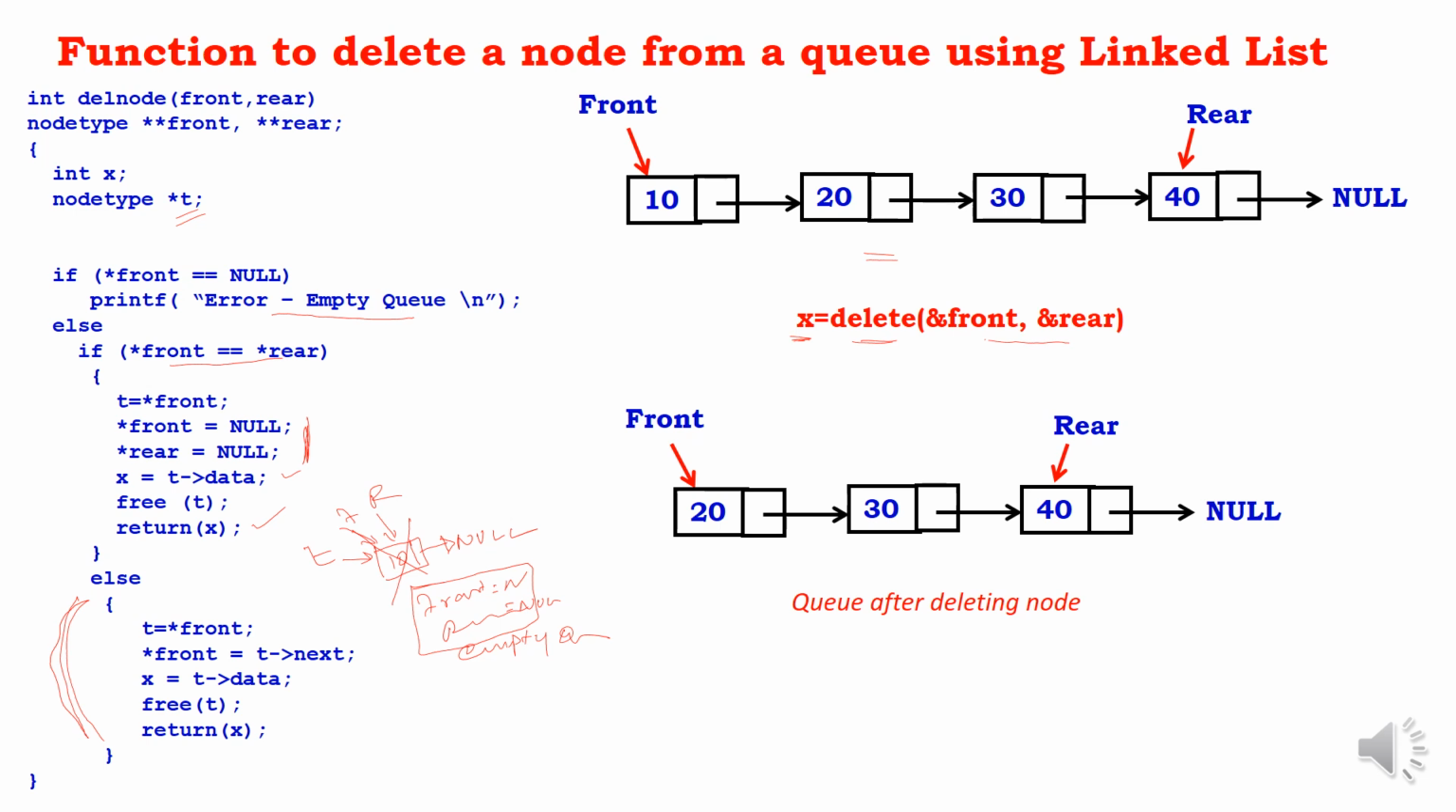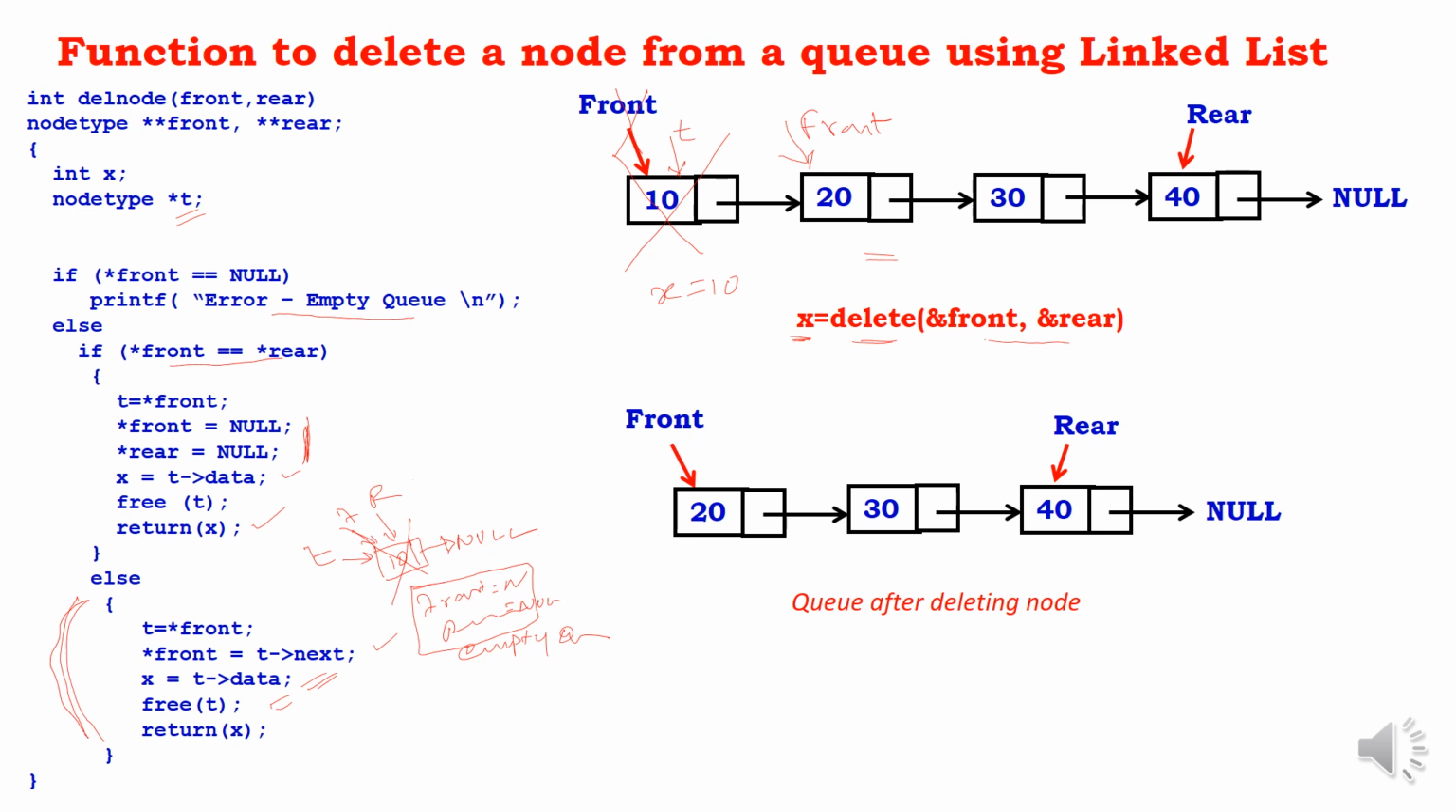T is equal to front. So T is a pointer pointing to the front node. Then front is moved to T next. Front is T next; front moves from here to the next node. This becomes the front node. Then I am going to delete the node with information 10, that is T. Before deleting this, the value of T will be assigned to X. X is equal to T data. So X is 10. Then free T. Free T means deallocating the memory allocated for T. So the node will be deleted.